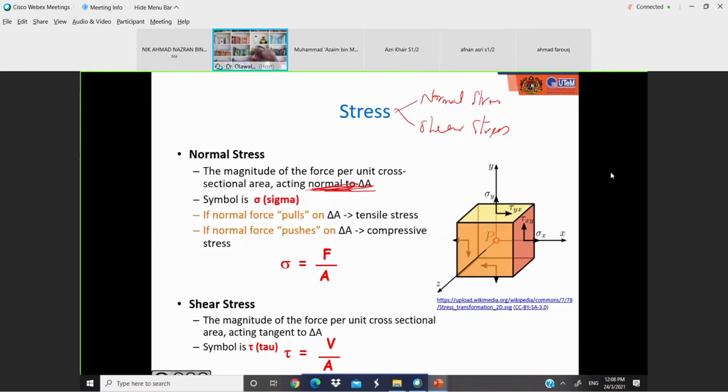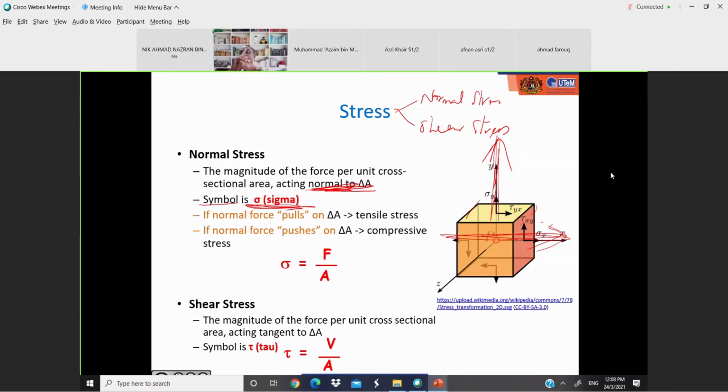So for example, if this is your area of consideration, your normal force is this one because this is acting in the normal direction. Whereas this is going to be tangent. This is your tangential. So your shear force will act in this direction. And for normal stress, we are going to use the symbol sigma.